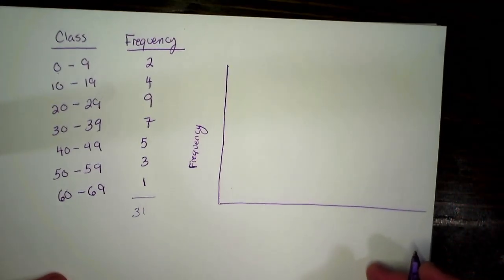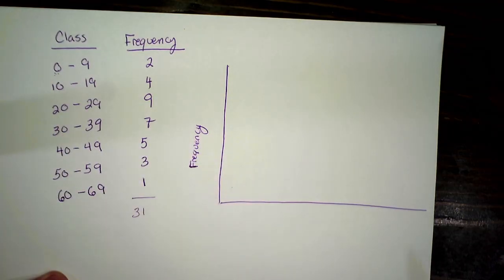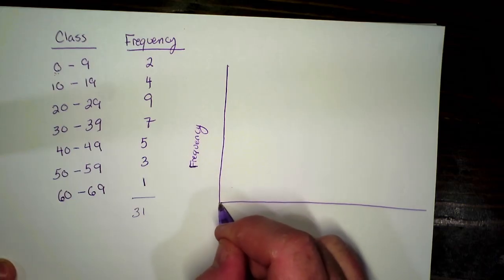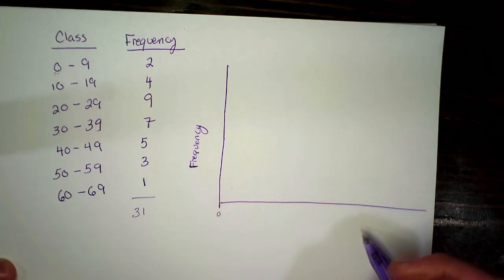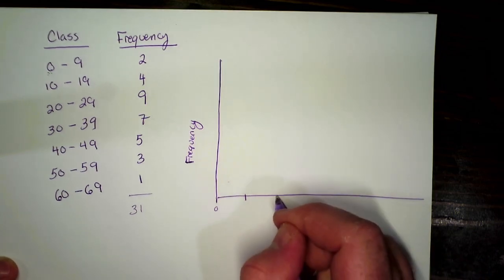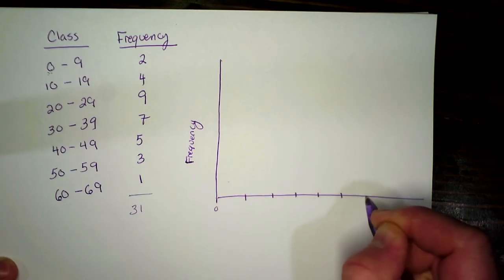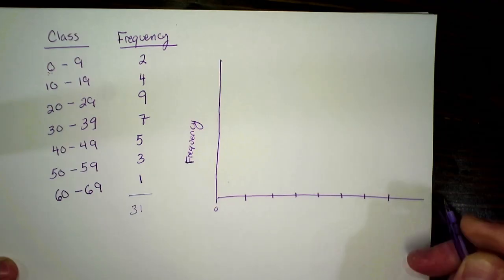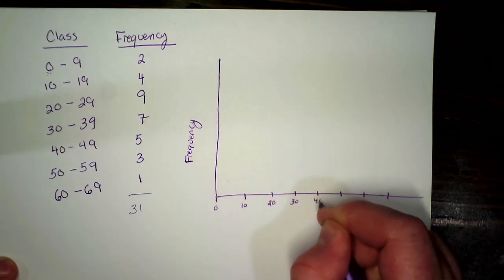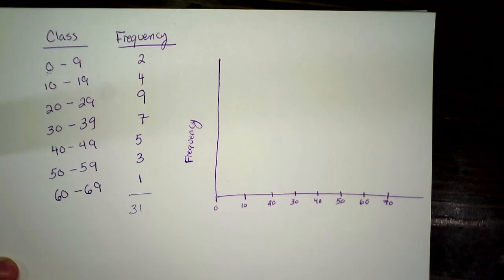Let's look at our classes. Our classes start from 0 and go all the way up to 69. We're going to call that 70, and you'll see why here in a second. I'm going to go down on this axis, and we'll say we're starting at 0, that's a temperature of 0. And then I'm going to count by tens: 10, 20, 30, 40, 50, 60, 70. All right, I'll label these. You'll see why we need that 70 after we make our bars, but even if I put it there and we don't use it, that's fine.